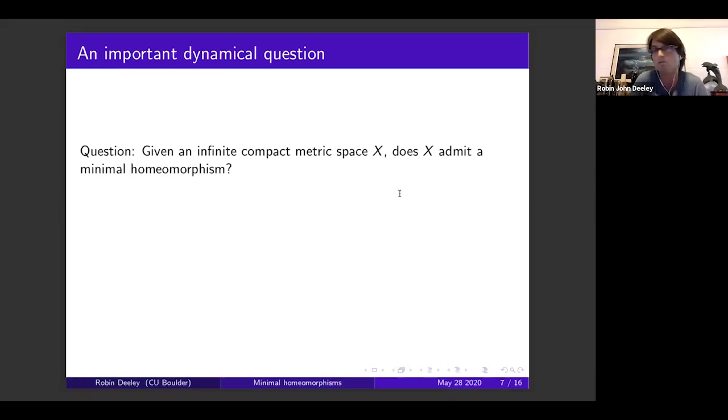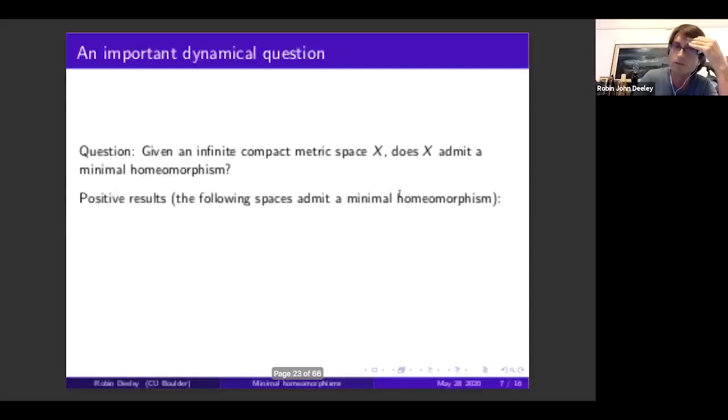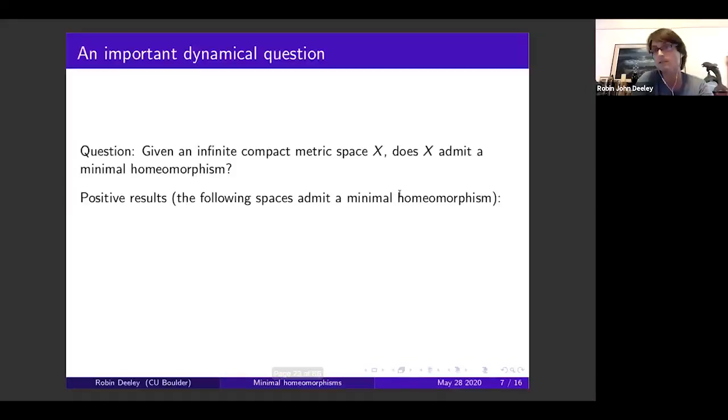And this is a purely dynamical question that motivated a lot of study in dynamics. So your friend there would be like, okay, here's a bunch of positive results to get you happy. Positive results mean that it admits a minimal homeomorphism. So we have the Cantor set.